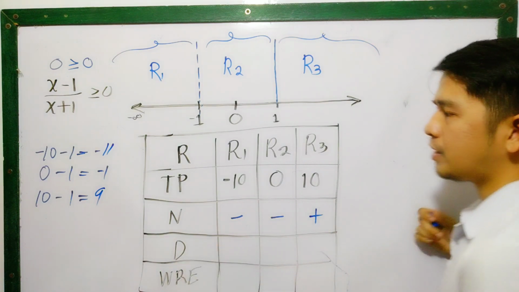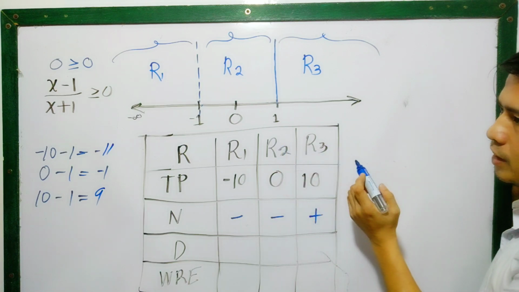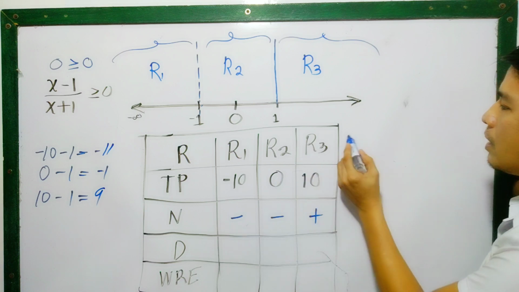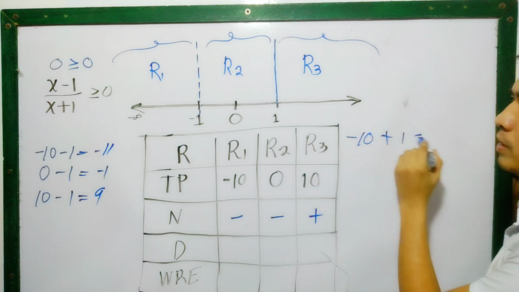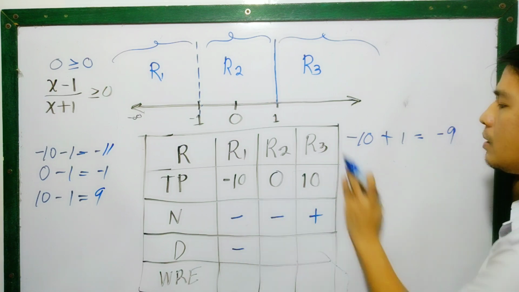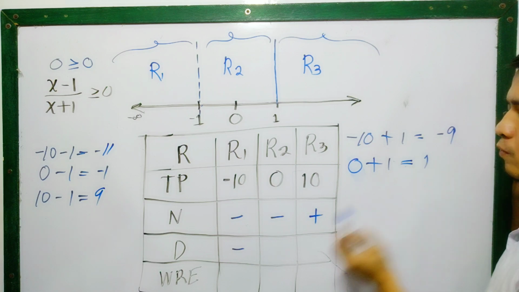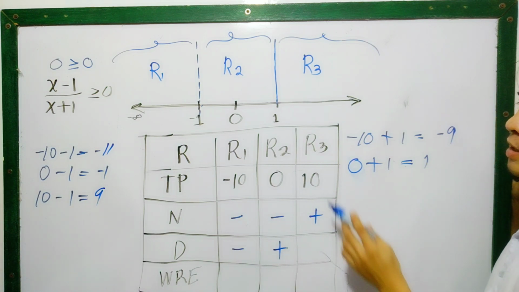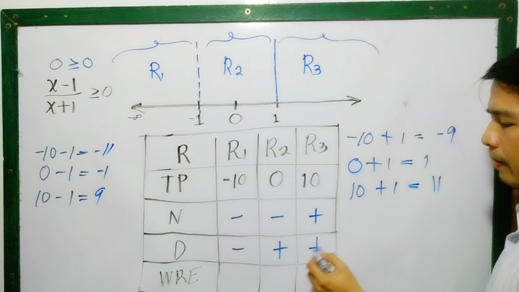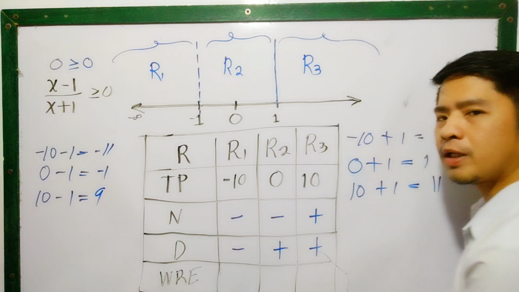So, ganun rin gagawin natin sa denominator. Dito naman ako mag-work. So, ang denominator natin is x plus 1, no? So, when x is negative 10, plus 1 will be negative 9. So, negative. When x is 0, x plus 1, 0 plus 1, that is positive 1. When x is positive 10, so 10 plus 1 equals 11. So, positive.